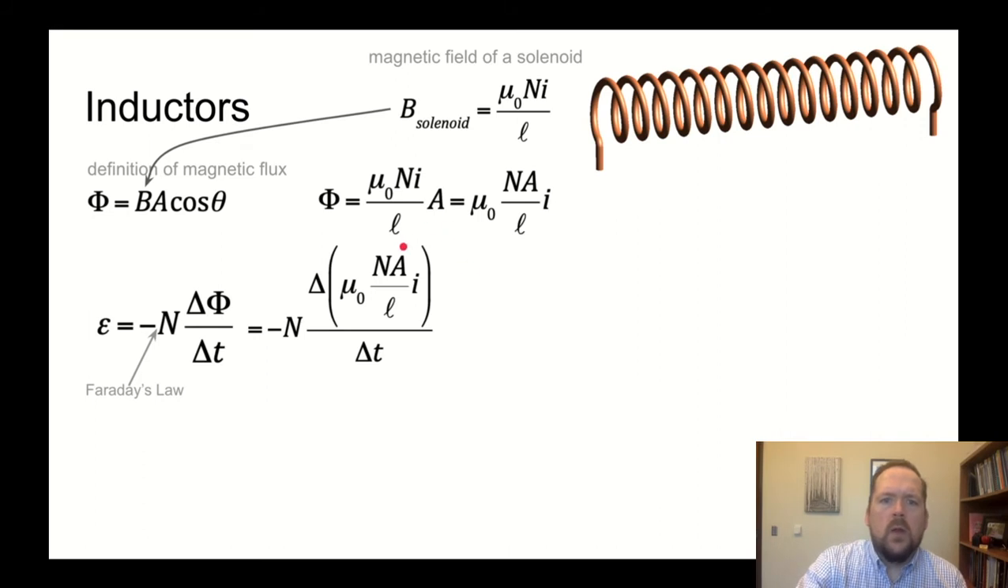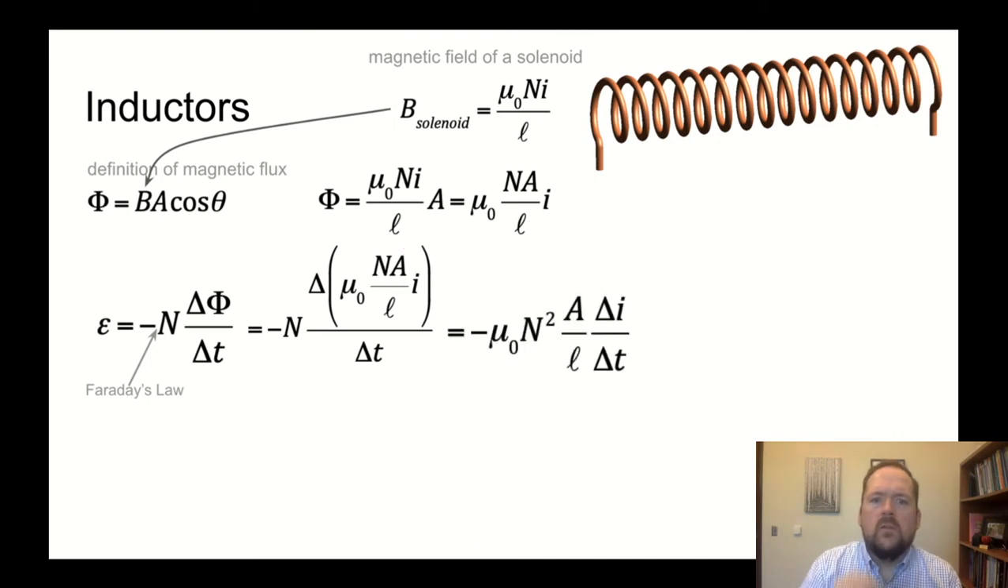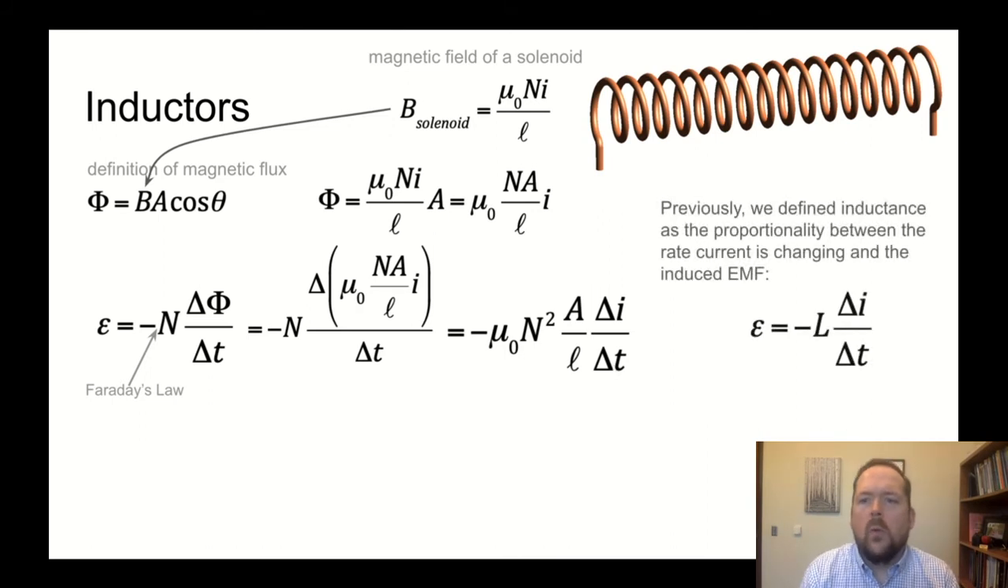So that's going to go in here, and what of those things is changing? Well, if it's a situation where only the current is changing and the number of turns is the same and the area is the same and the length is the same, all the rest of those constants can get factored out. So I have minus mu zero times N squared times A over L times the change in current with respect to time. Hey, that whole form looks pretty similar to what we had on the previous page, in that we said that the induced EMF was minus the inductance times the change in current over the change in time.